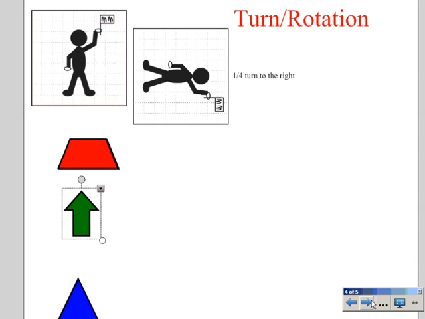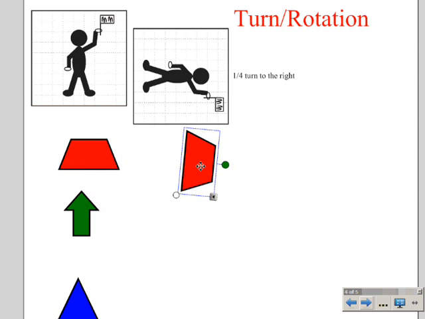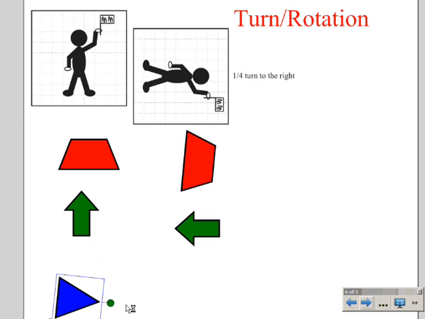A turn, like a rotation that we saw with the letters. Click on this and turn it 1/4 turn to the right. You can take this, turn it 1/4 turn to the left. I can take this and again turn it. And these are the kind of transformations that students learn when they study geometry.